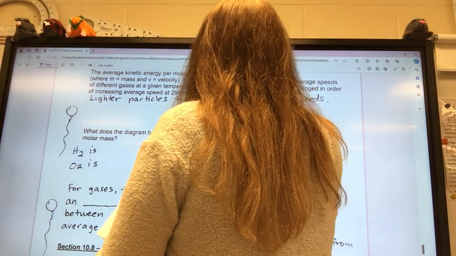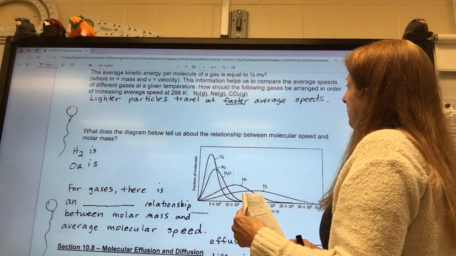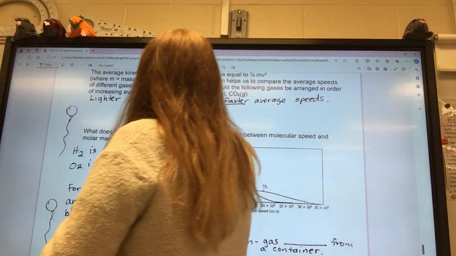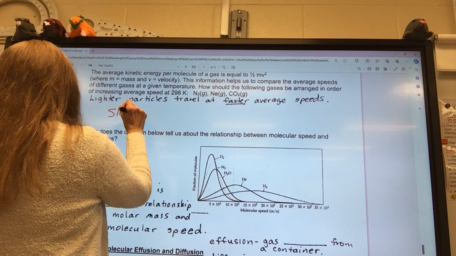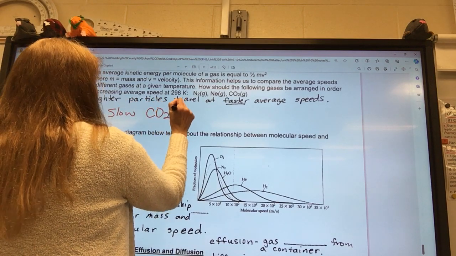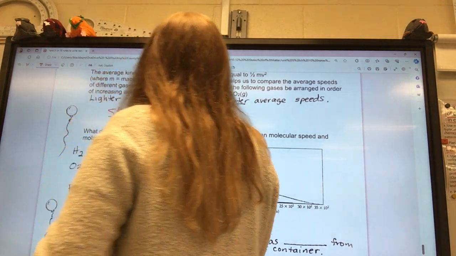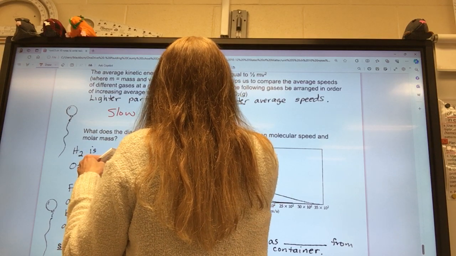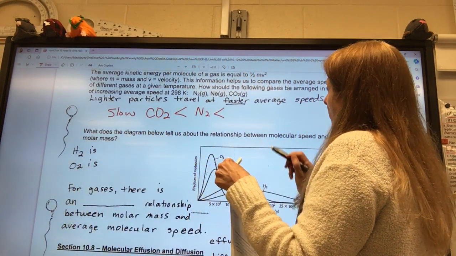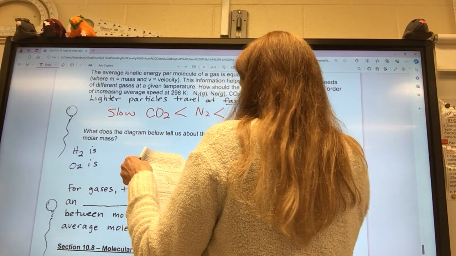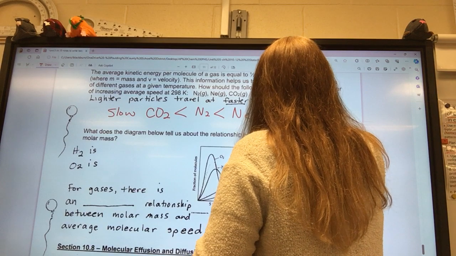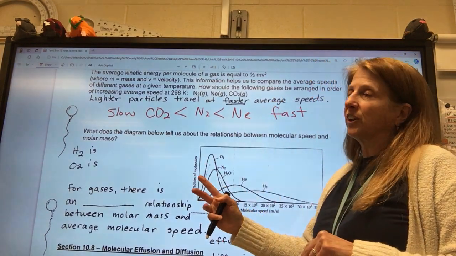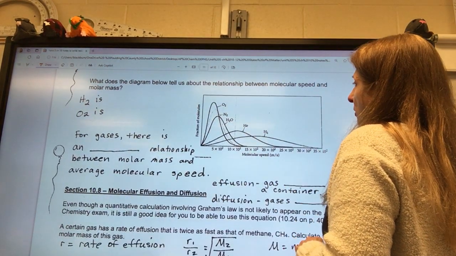Okay. So now we're going to put them in order; lighter particles travel at faster speeds. Which of these is the biggest? CO2. So we're going to write slow down here, and we're going to write CO2, because its molar mass is 44. Then which one is next? Nitrogen. Nitrogen at 28, N2. Okay, and then what is next? The last one is neon, because it has a molar mass of 20.2. So this is the fast end, and that's the slow end, but they all have the same average kinetic energy, because they're all at the same temperature.